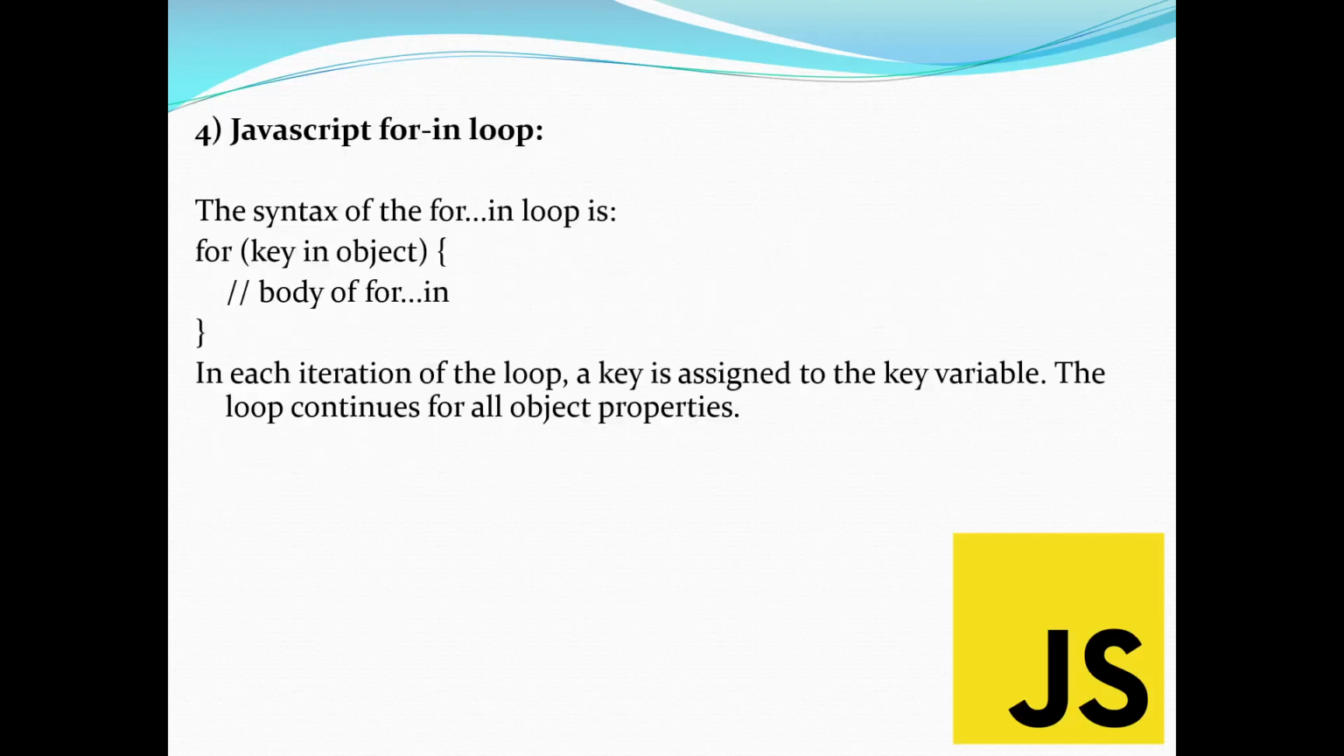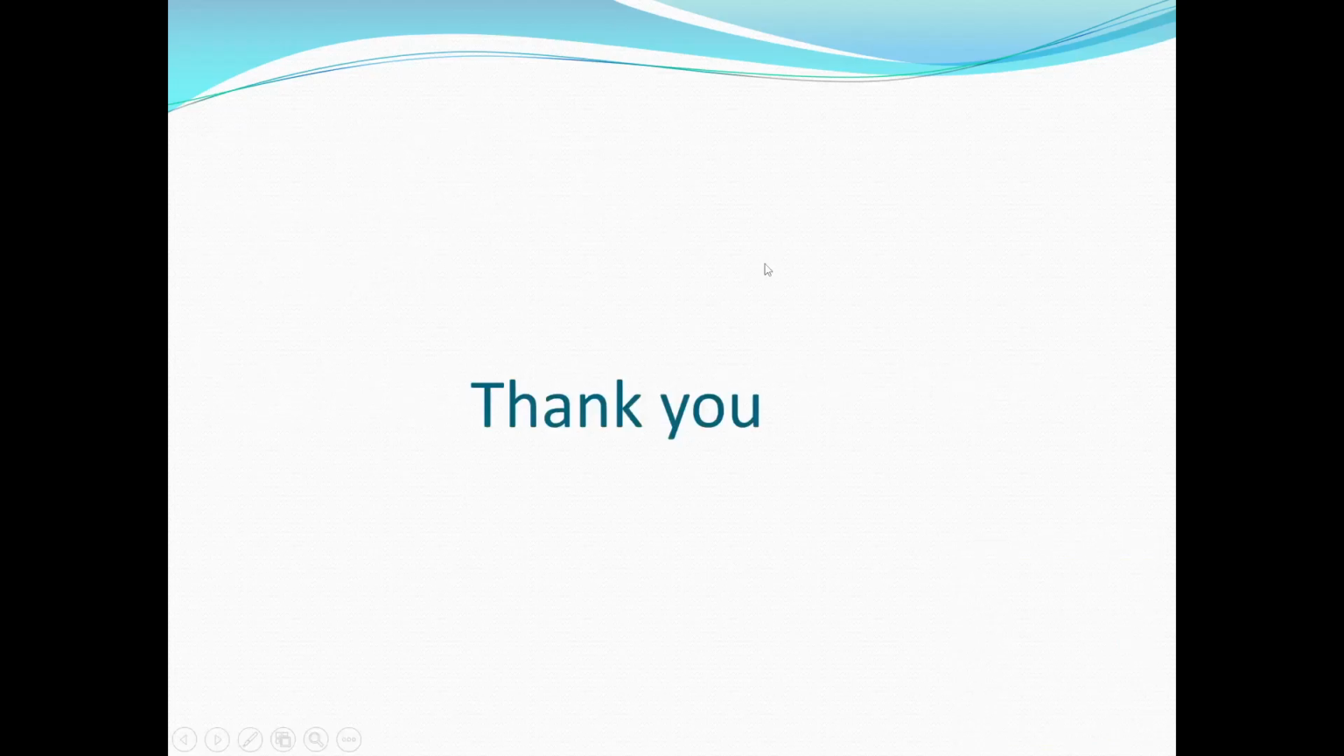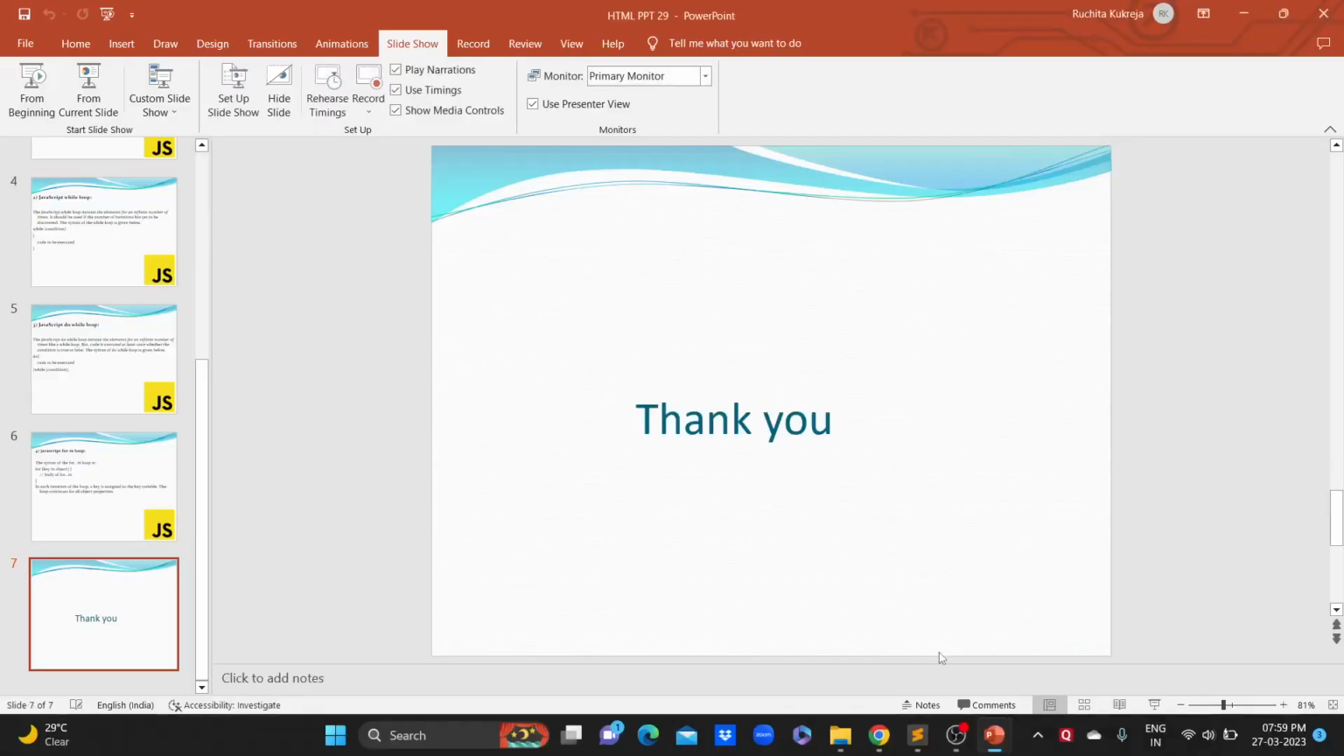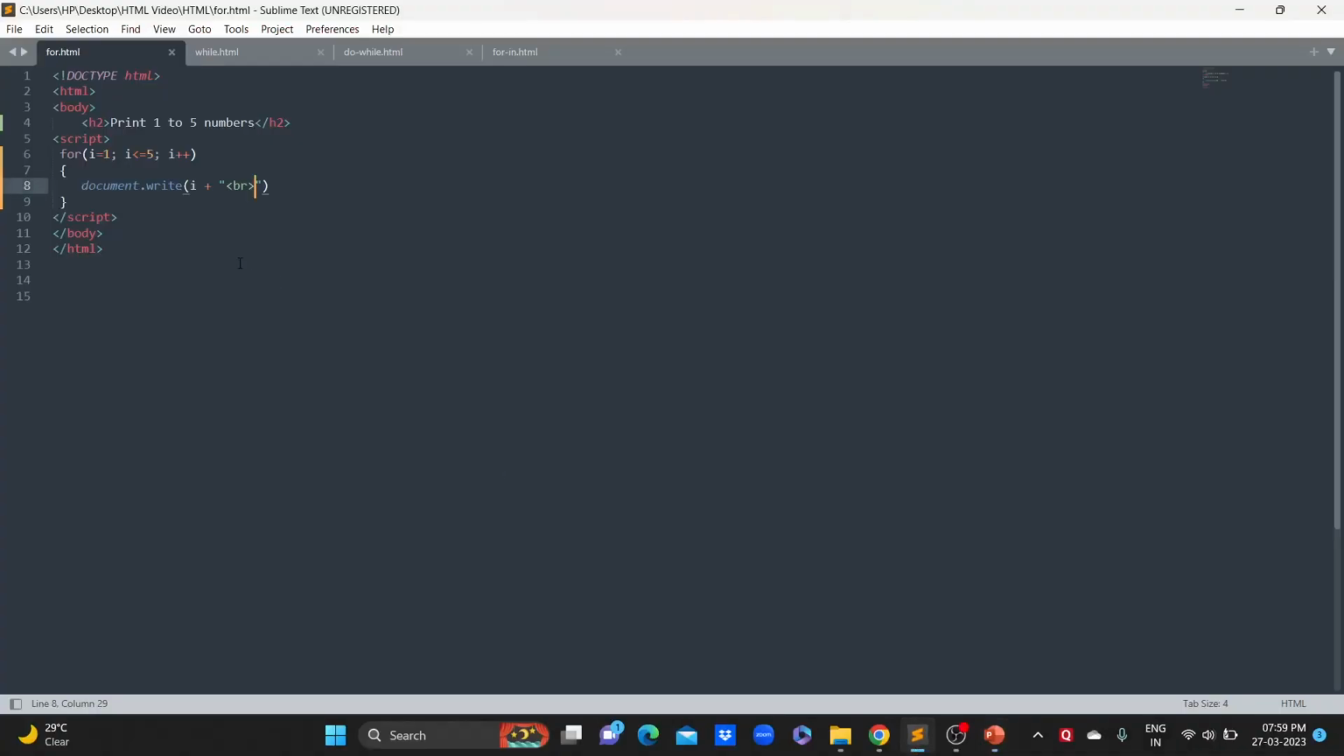Then the fourth type is the for in loop, where you can print the object values. For all object properties, it continues. Now I'll come to Sublime to explain this.